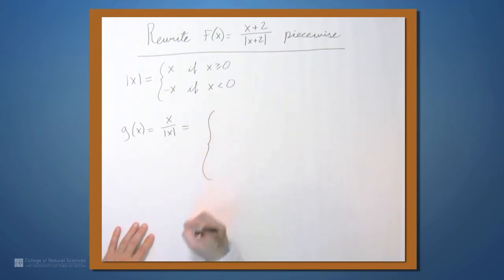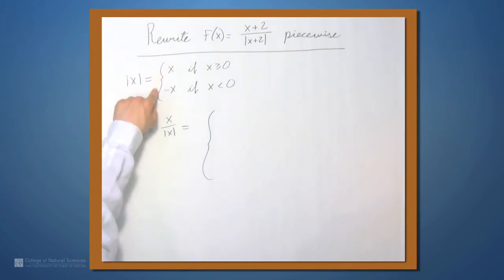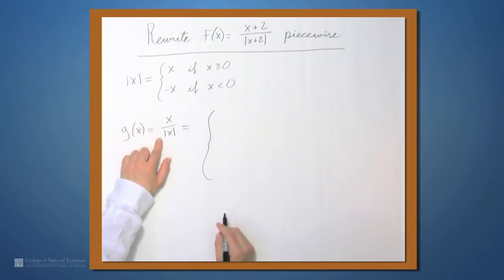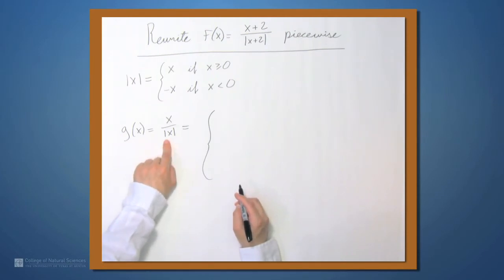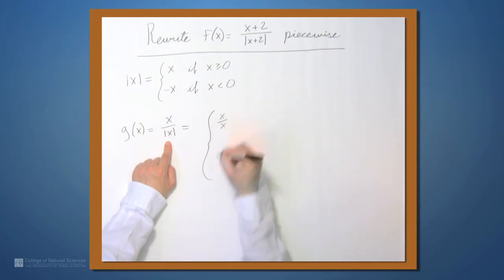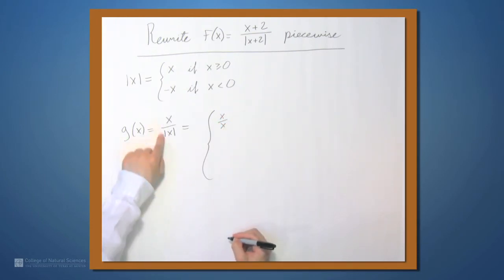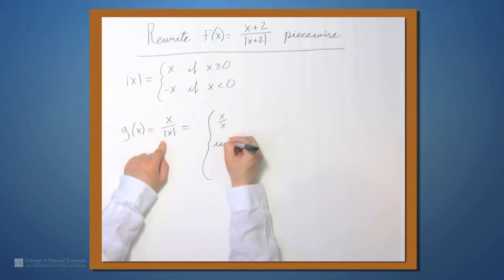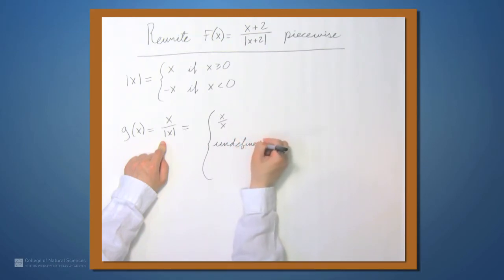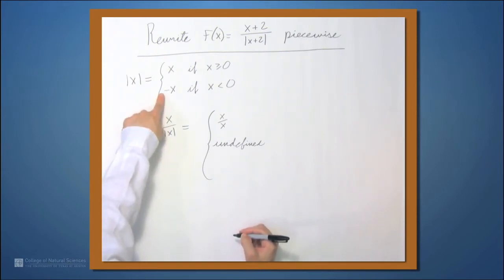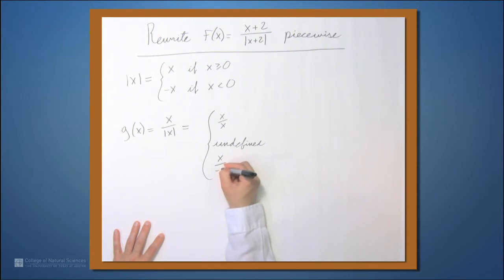So here, we actually are going to add one condition to these two because we can't plug in 0. So that's going to be a third condition here. Now let's assume x is positive. If x is positive, the absolute value of x is just x. So this becomes x over x. If x is 0, then the denominator is 0, so this thing is undefined. And if x is negative, then the absolute value of x is negative x. So x over negative x.